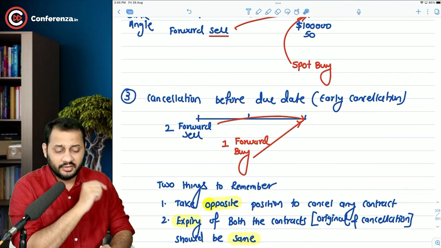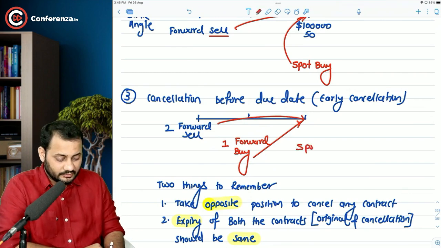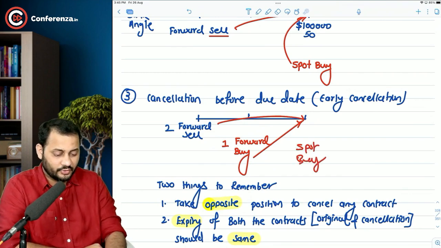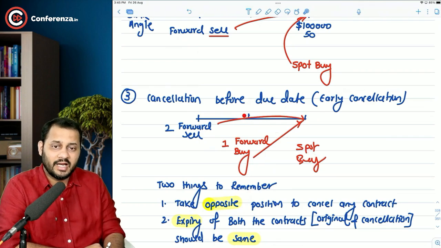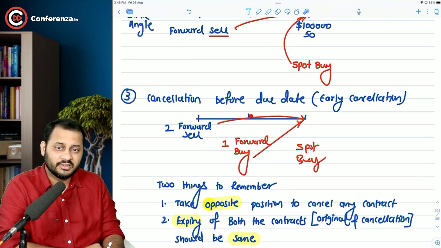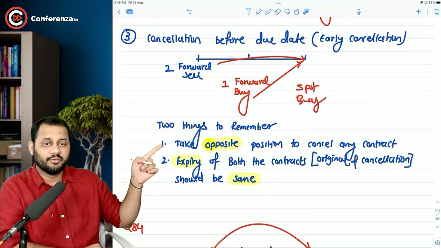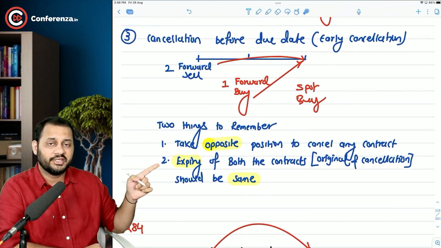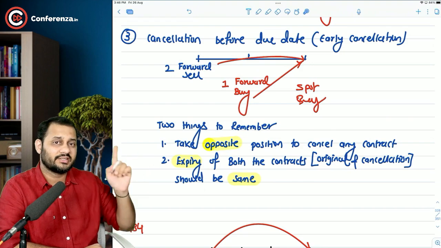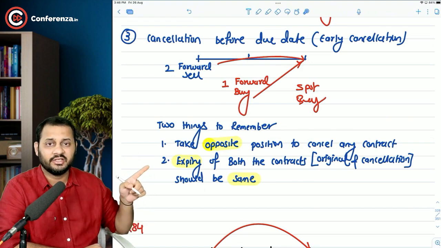So if we enter into a spot buy contract, it will be the wrong contract to cancel, because the spot buy at the end of the first month will be settled right here. We don't want to settle the contract here. We want to settle the contract on the same maturity date as the original contract. So only two things to remember: take the opposite position, and make sure the expiry of both the contracts, the original and the cancellation one, is the same.